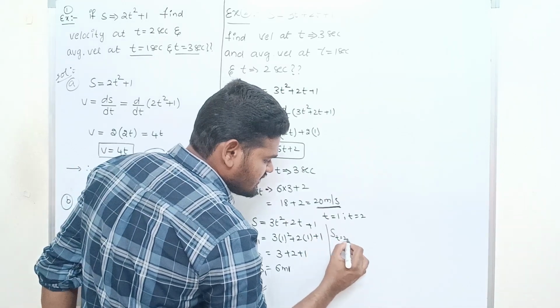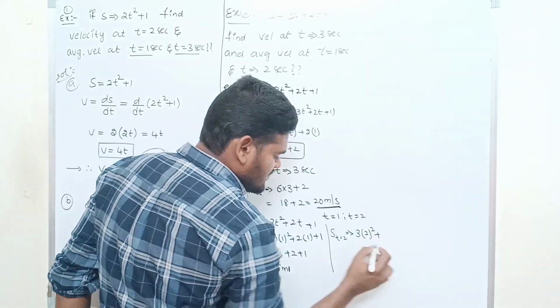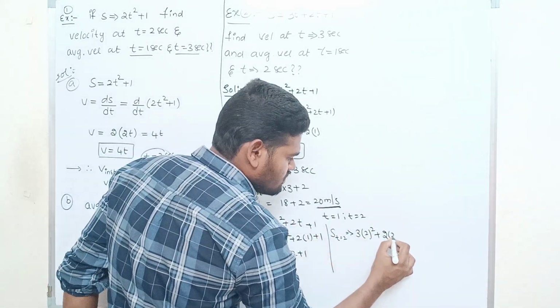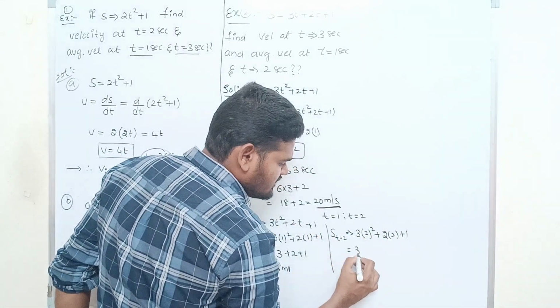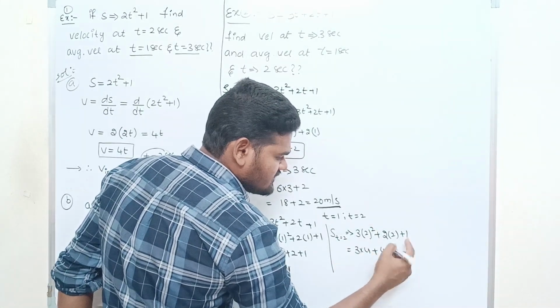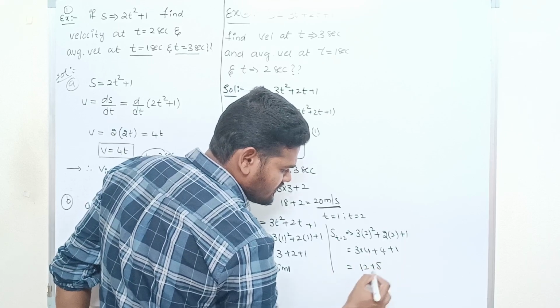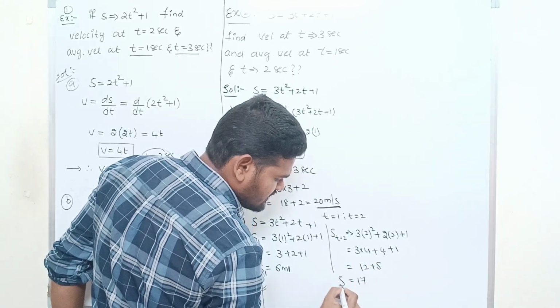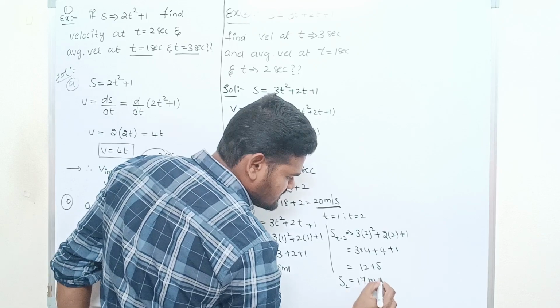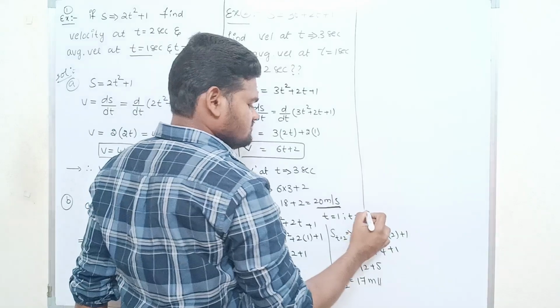Displacement at 2 seconds, which equals 3 into 2 square plus 2 into 2 plus 1. So 3 into 4, since 2 square means 4, 2 twos are 4, plus 1. 3 fours are 12, plus 4, plus 1, which equals 17. So displacement at 2 seconds, how much? 17 meters.